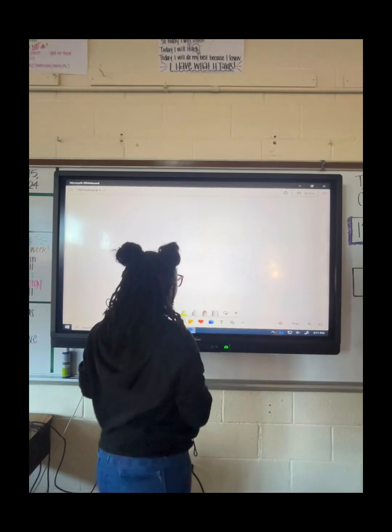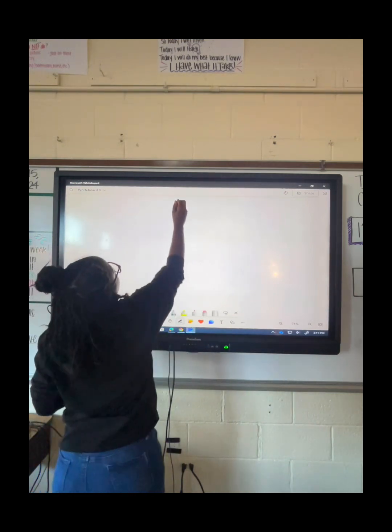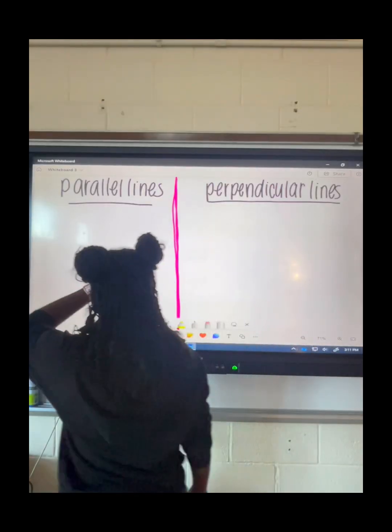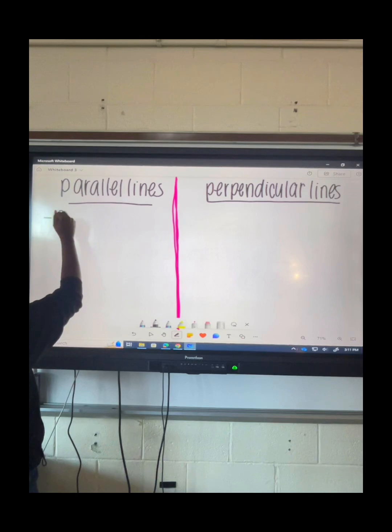Hey, let's talk about our lines. So there's a couple things you need to know before we start. So parallel lines and perpendicular lines. Parallel lines have the same slope.